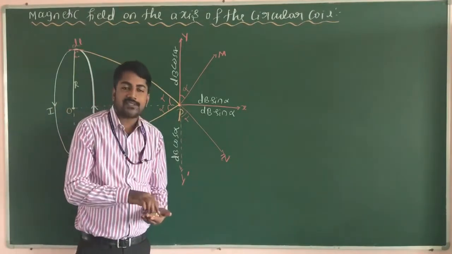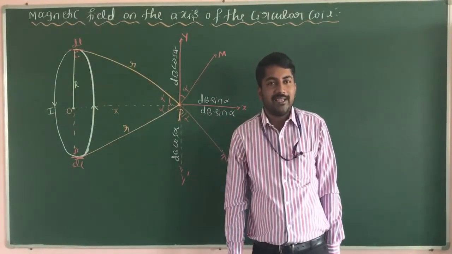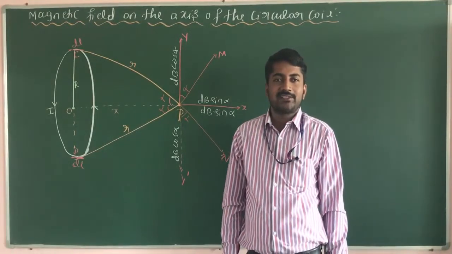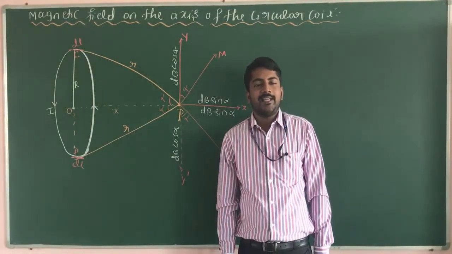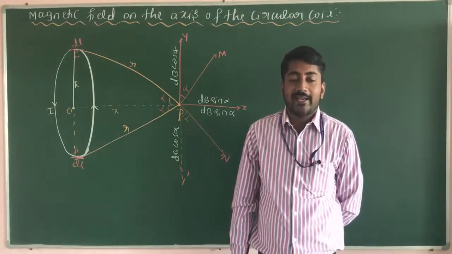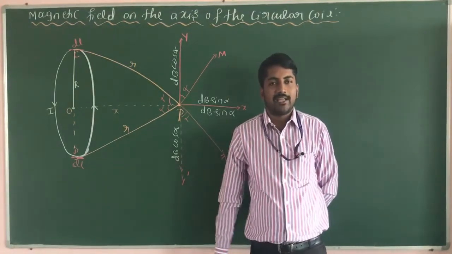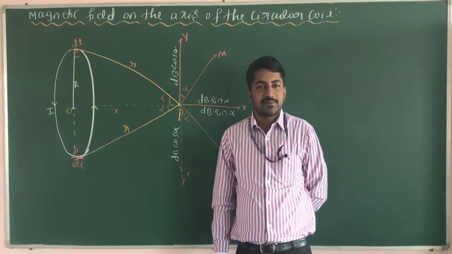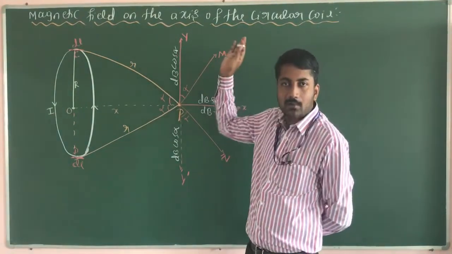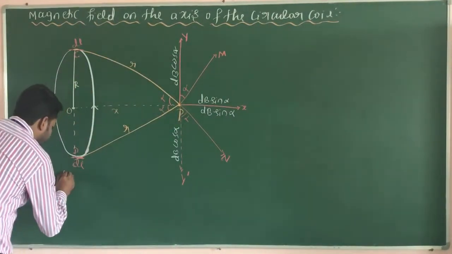Using Biot-Savart's law, we know the statement: the magnetic field due to the current element on any coil or any straight current carrying wire is directly proportional to the strength of the current, directly proportional to the length of the element, directly proportional to the sine of the angle between the current element and the magnetic field, and inversely proportional to the square of the distance between them. Here we have to find the magnetic field on the axis of the circular coil by using Biot-Savart's law.